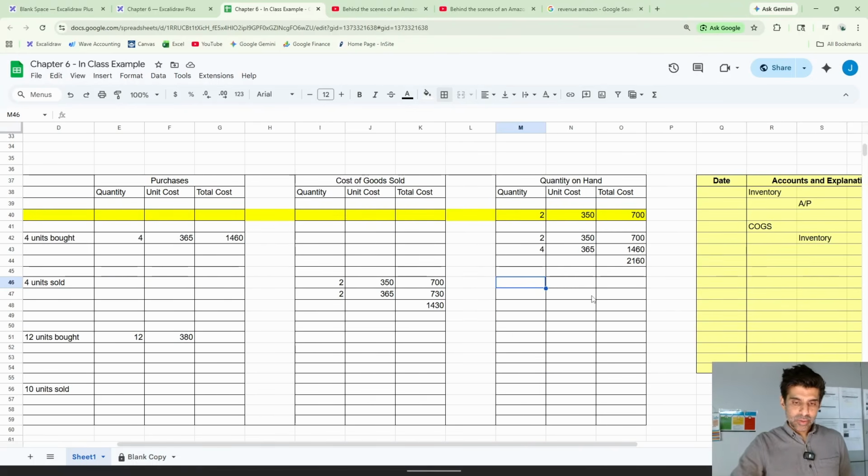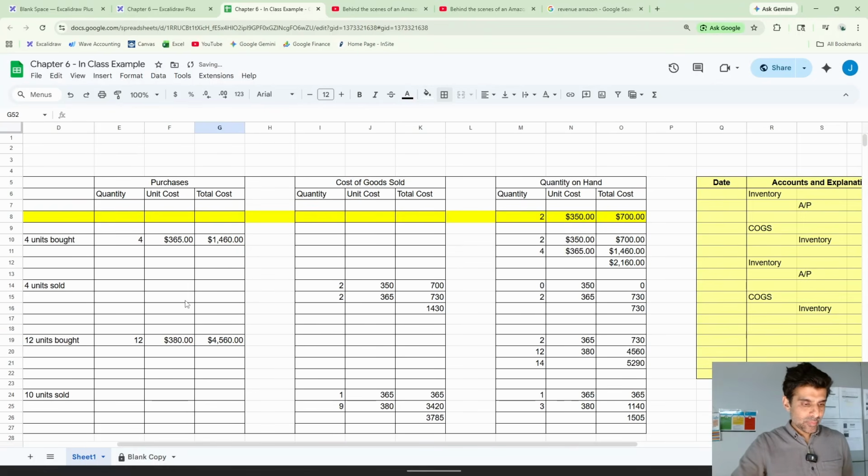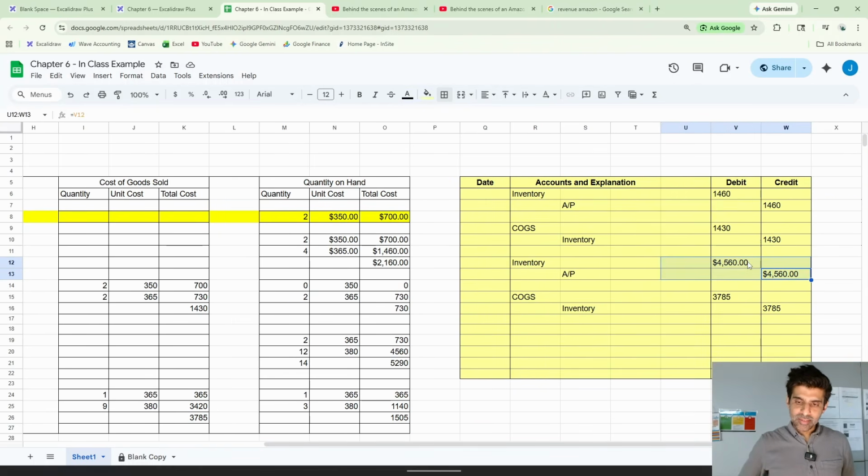Okay, so what do we have left? We have 2 units at 365, because we got rid of this layer. This is all sold. These are all gone. So we only have these 2 units left. Okay, so then we buy 12 more. And again, the purchase transactions are all the same. So this transaction here is the exact same in both scenarios.